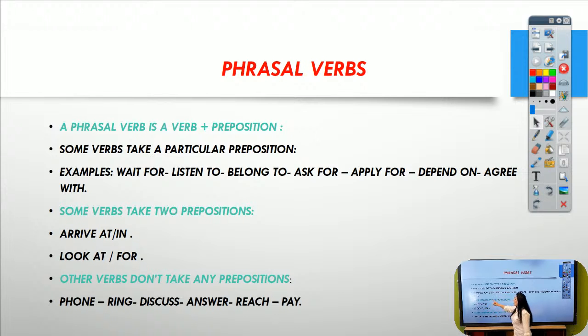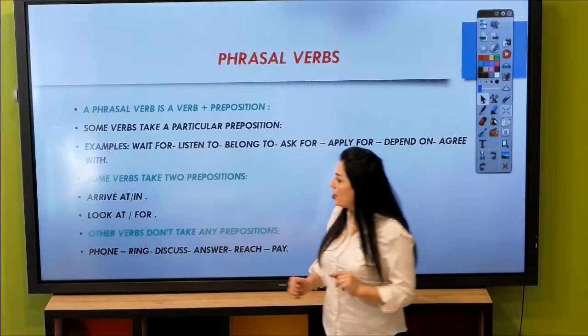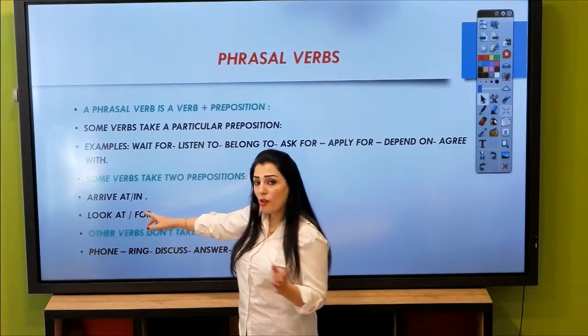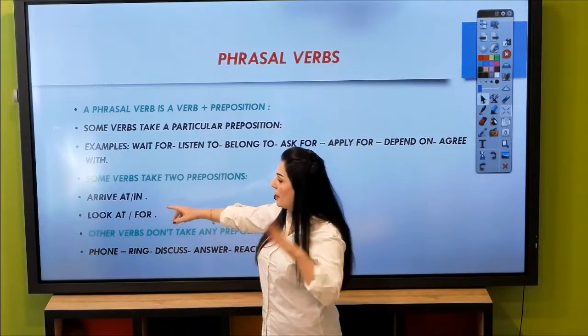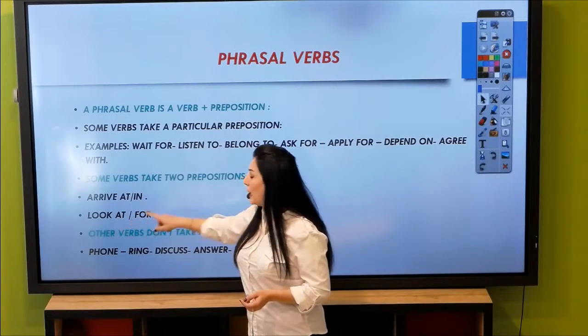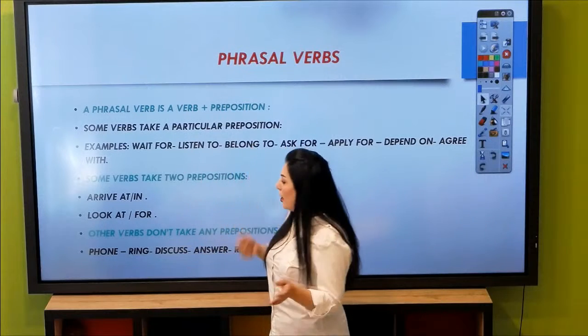Now, some verbs, also other verbs, have two prepositions, not only one preposition. So other verbs have two prepositions, like arrive. So arrive at or arrive in. Look at, look for, look up, etc.